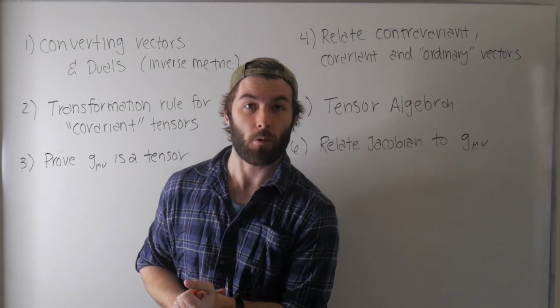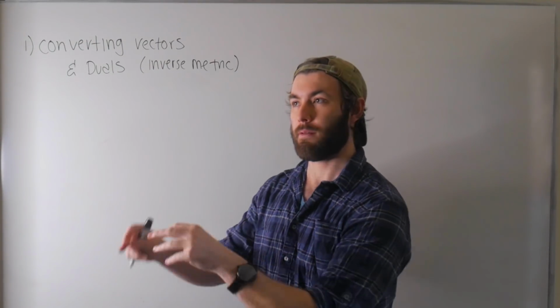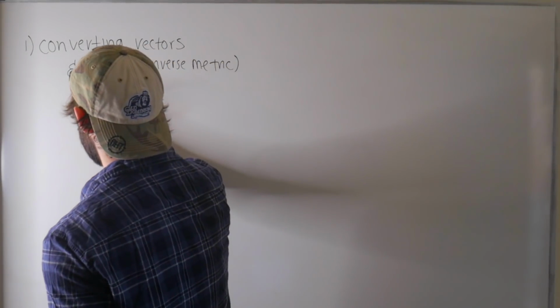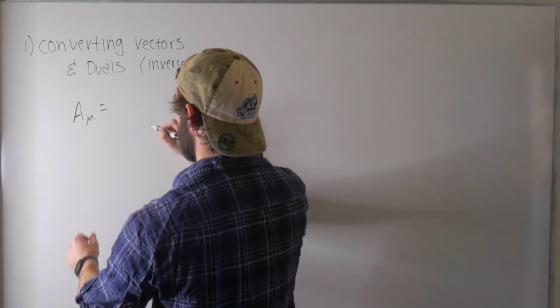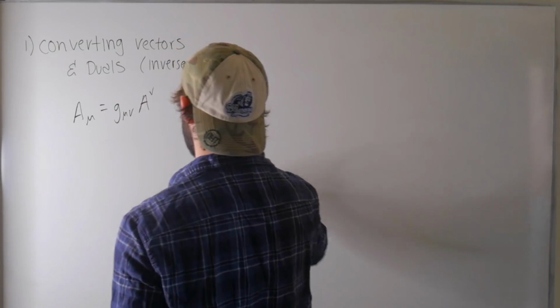Cool. Let's start with topic number 1. Converting vectors and duals. We already know how to do half of this. If we have the vector, we can find the dual by applying the metric. We went over this in the last video, so if we have some dual vector, we can find this dual vector by applying the metric tensor to the regular vector.